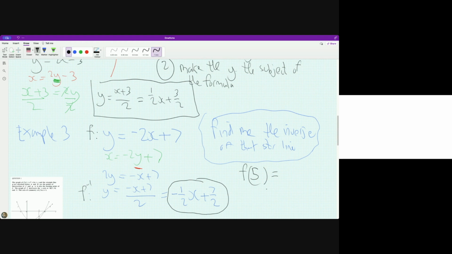So we get minus 2 times 5 plus 7, which is minus 3. Okay, now what we're going to do is take the inverse function and feed it the minus 3. Now what I want to know is what do you get when you put minus 3 into the inverse function? And you can use either this one or this one.